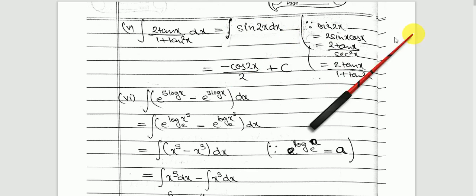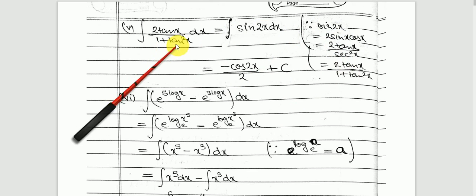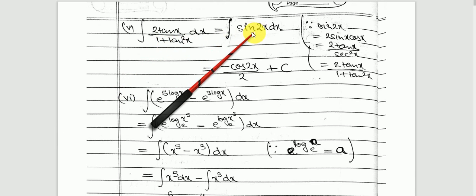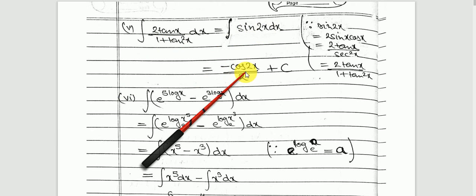In class 11 we had done these things. So you can see 2 times tan x upon 1 plus tan square x can be written as a single term as this, sine 2x, and you know the integration of sine 2x. So simply you integrate and you'll get the answer.